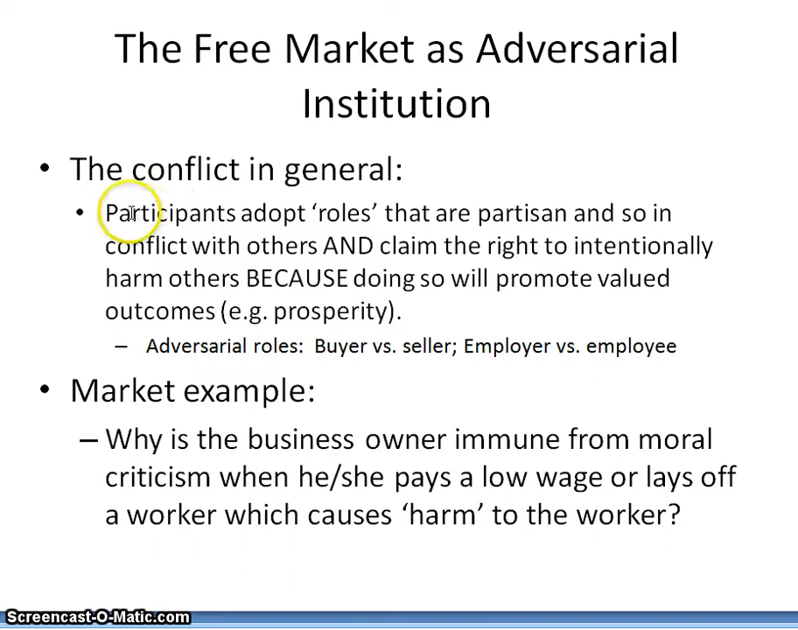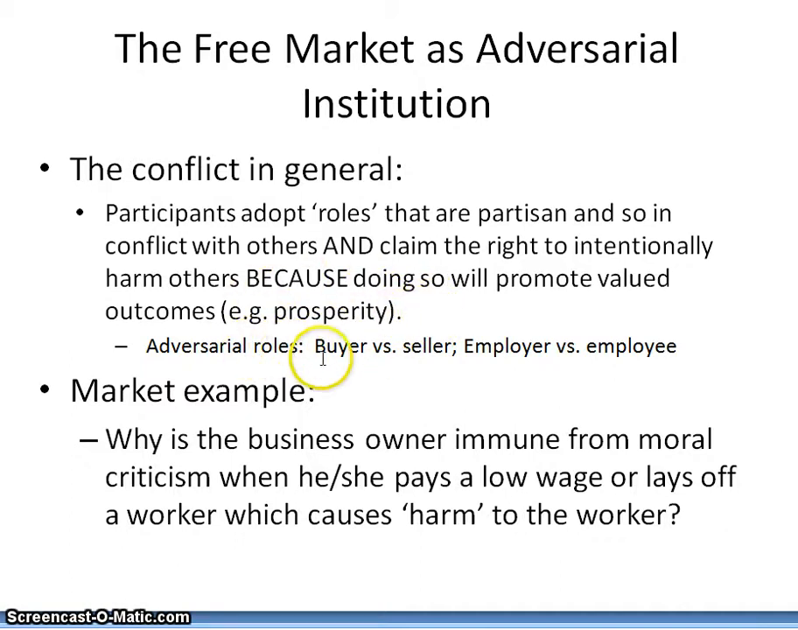The conflict in general is that participants adopt roles that are partisan. So, you know, they have a limited perspective, and the other parties in the process might have a different perspective. So participants adopt roles that are partisan, and so in conflict with others, and they claim the right to intentionally harm others because doing so will promote valued outcomes. In the case of the courts, it was justice. In the case of free markets, we're going to say the valued outcome would be something like prosperity.